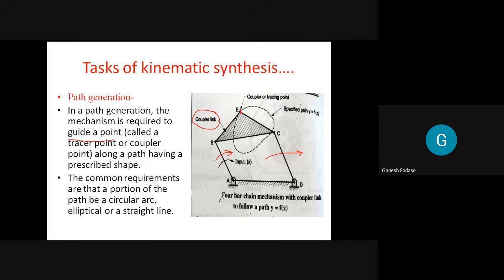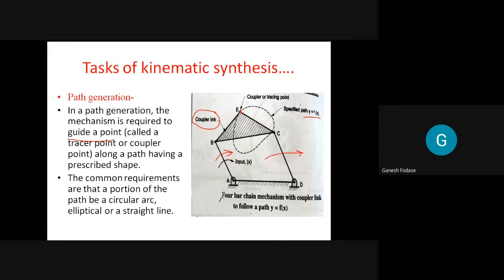Guide a point, that point being a tracer point or a coupler point, along a path having a prescribed shape. So we are interested in motion of this point, and this point will trace a path. But the path is a prescribed path, a fixed path, a specific path. We need to guide this point along this path. Let's say consider this path y is equal to f of x. Remember here, even though the path y is a function of x, we are not interested in motion of the output link. Here we are interested in motion of one point, which may be on any link. In this case, the point is on a coupler link. It may be on the output link also.